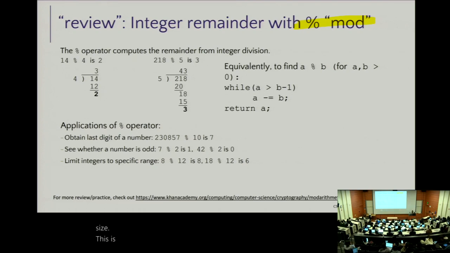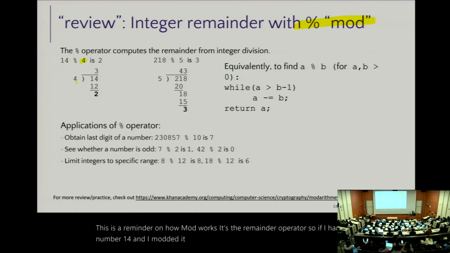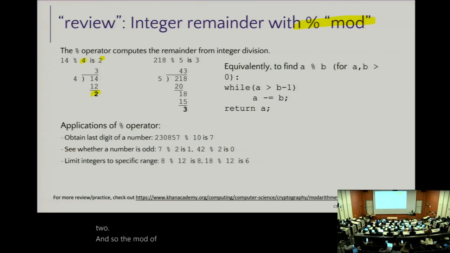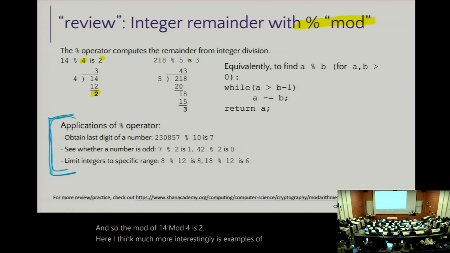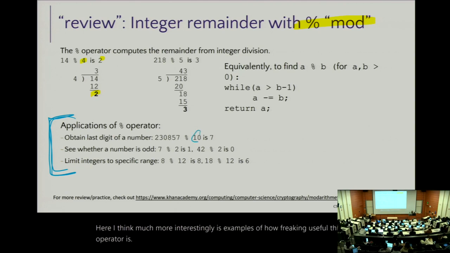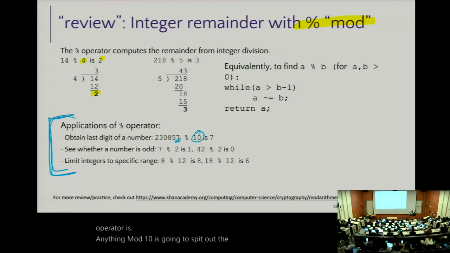This is a reminder on how mod works. It's the remainder operator. So if I had the number 14 and I modded it by 4, 4 fits in 3 times with a remainder of 2. And so 14 mod 4 is 2. Here, I think much more interestingly, are examples of how useful this operator is. Anything mod 10 is going to spit out the last digit. 101 mod 10 is 100 divided by 10, which is 10, and the remainder is 1. So modding anything by 10 is going to give me the last digit.